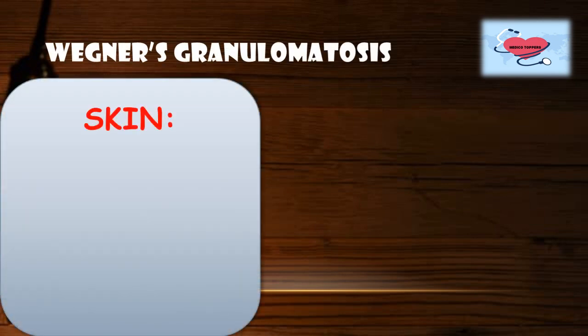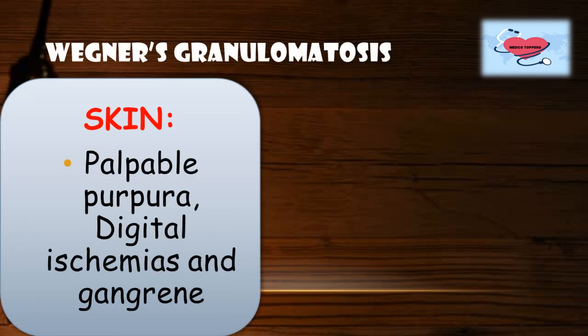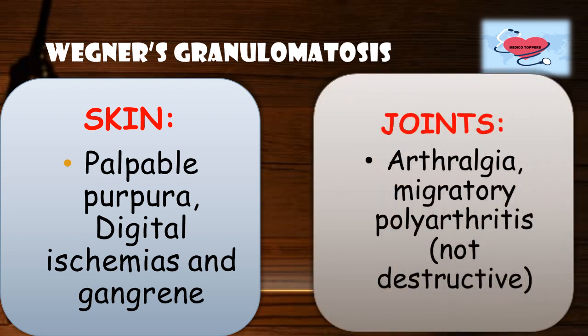Then, in case of skin manifestation, there will be palpable purpura, digital ischemias and gangrene. And in case of joints, there will be arthralgia and migratory polyarthritis, and it is not destructive. But in case of rheumatoid arthritis, we can see destructive arthritis, so there will be deformity. But in case of SLE and Wegener granulomatosis, we won't be finding any destructive arthritis.